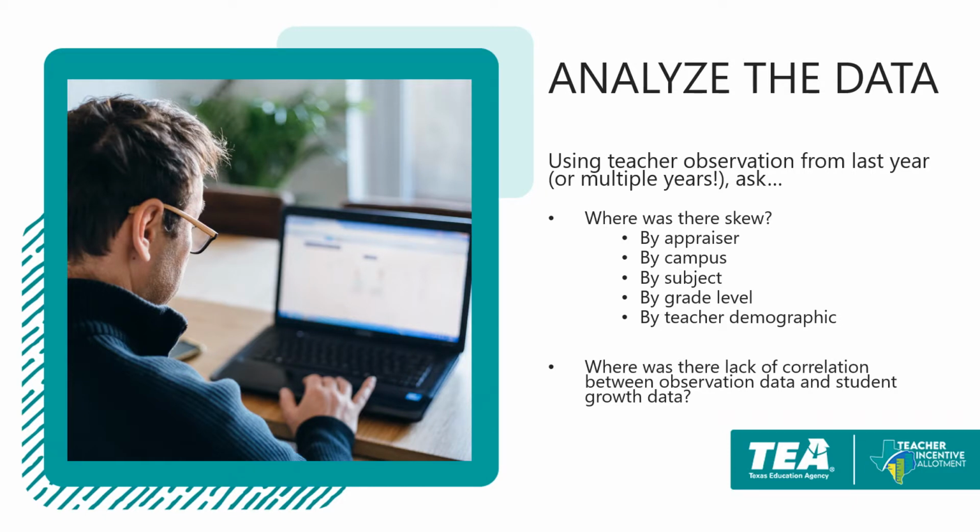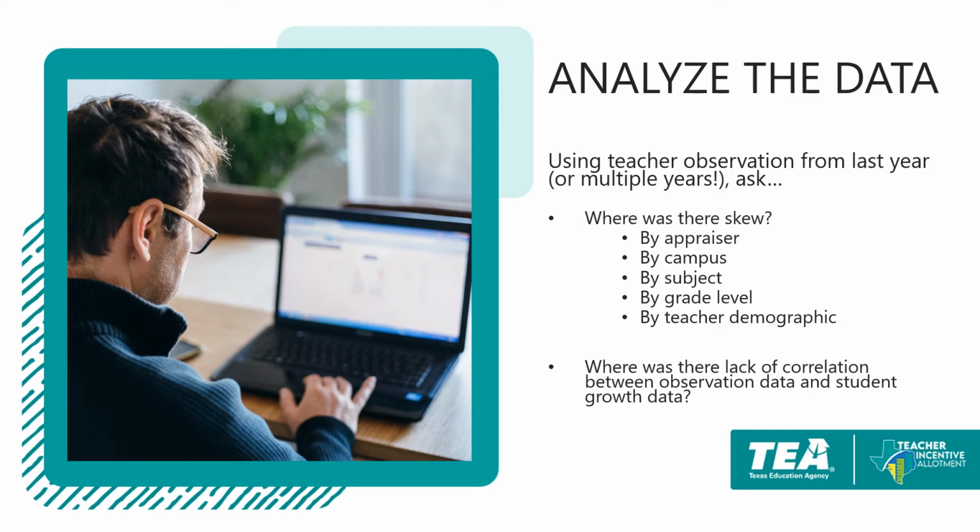The first best practice that should happen before the school year gets rolling is taking a minute to step back and ask the question, how are we doing with teacher observations? How valid and reliable were our teacher observation scores last year? There are 2 big questions that we ask when we're analyzing teacher observation data. The first is, where is there skew in our district? And the second is, where is there a lack of correlation between observation data and student growth data?